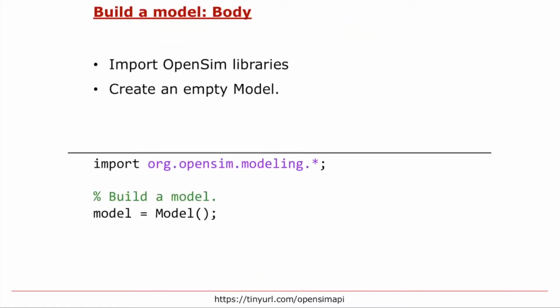So let's begin. Here I've started with an empty Matlab script. The first line we write when using OpenSim in Matlab is to import the OpenSim libraries: import org.opensim.modeling. Next, we create an empty model. If you're familiar with object-oriented programming, this line invokes the constructor of the model class to create an instance of the model class, and we store that instance in a variable named model with lowercase m. I'll give a quick intro to object-oriented programming for those who are not familiar.